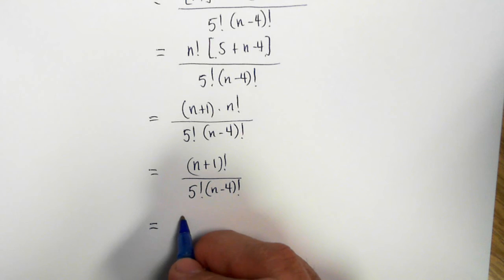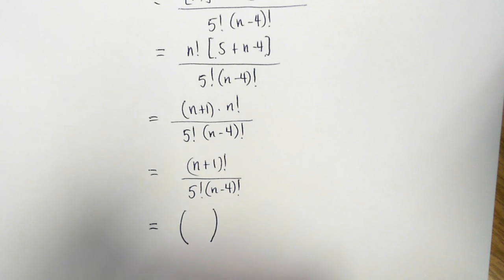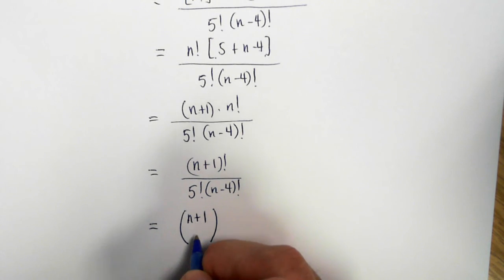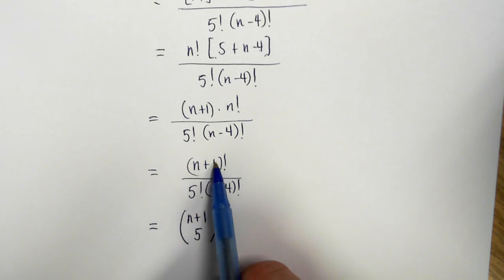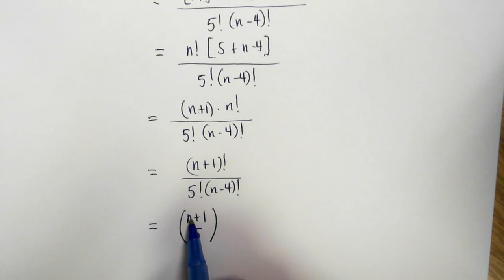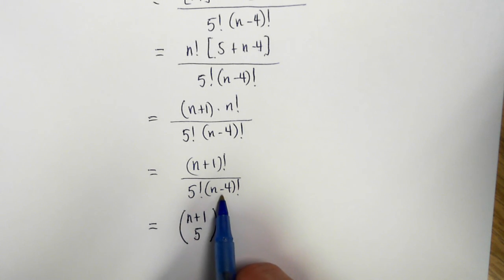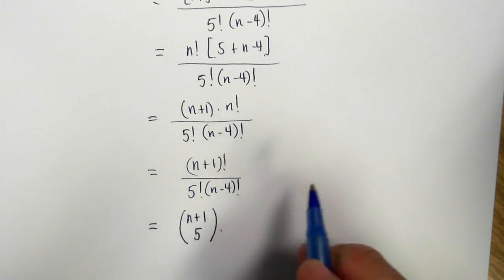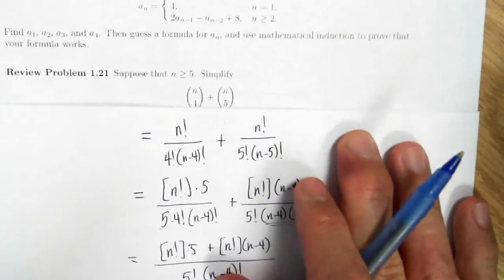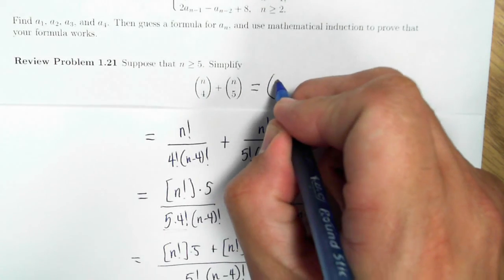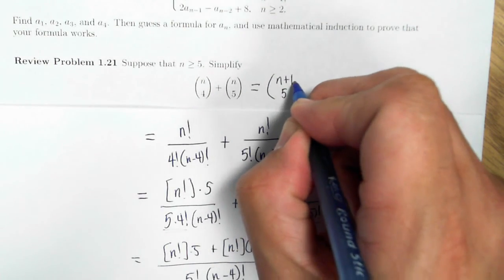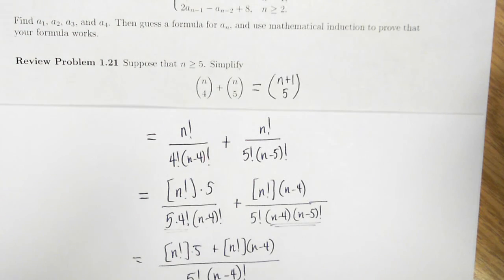And this, in turn, I can recognize as another binomial coefficient. This is actually equal to n plus 1 choose 5. Right? I have n plus 1 factorial over 5 factorial. Then if I take the difference, n plus 1 minus 5, 1 minus 5 gives me the minus 4. So my final answer is that n choose 4 plus n choose 5 can actually be simplified as n plus 1 choose 5 after clearing out all of the factorials.